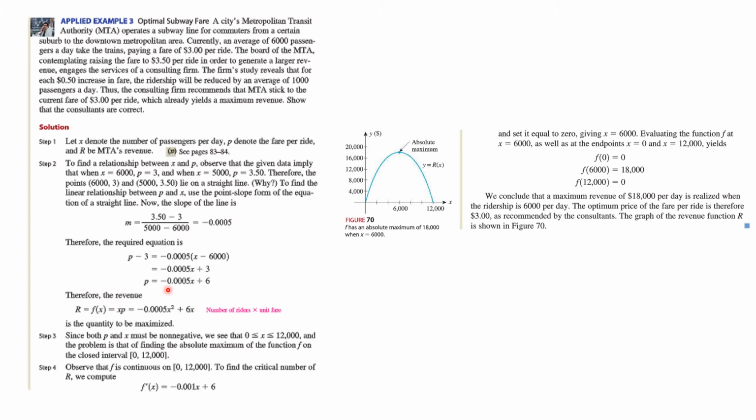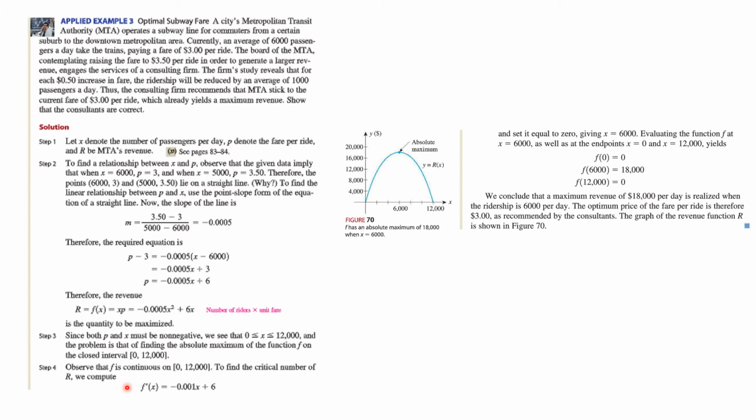Therefore, the revenue is going to be how many people rode and the price associated with this, so it's X times P, as we've discussed before. When we do that, we get this expression for the revenue, and this is the thing to be maximized. Since both P and X must be non-negative, this is true. The problem then is to find the absolute maximum of the function f, the revenue function, on the closed interval. We've done that before.